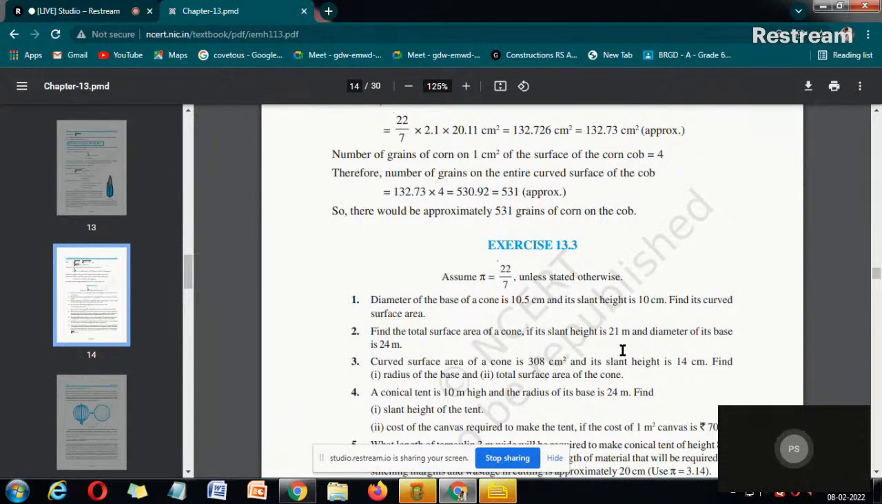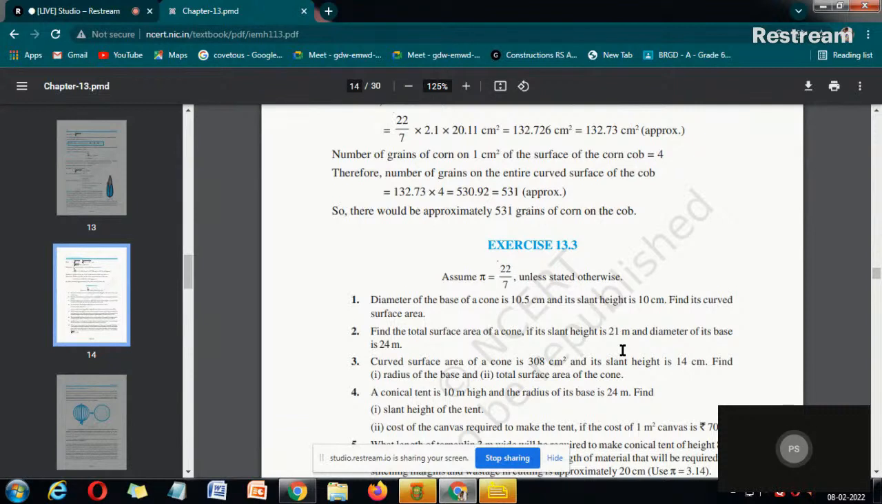Third one, CSA of a cone. Here the CSA is 308 centimeter square, if slant height is 14 centimeter. Now they're asking to find the radius of the base and the total surface area of the cone. So we know the formula of the curved surface area is pi RL, except R everything is given, so we can find it. 22 by 7 into R into 14 equals 308.